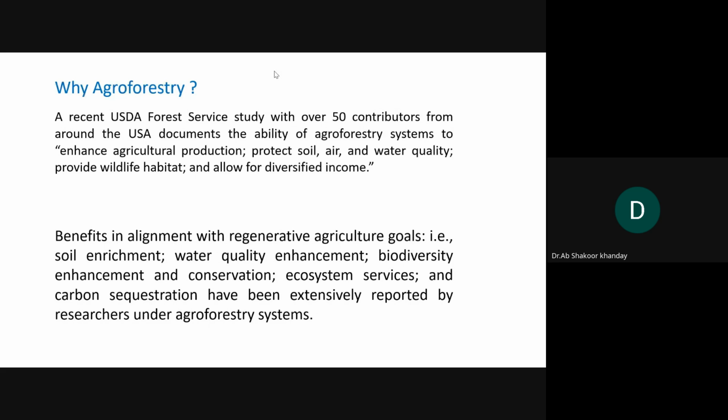So benefits in alignment with regenerative agriculture goals, that is soil enrichment, water quality enhancement, biodiversity enhancement and conservation, ecosystem services, and carbon sequestration, have been extensively reported by researchers under agroforestry systems. What is a regenerative system? A regenerative system is any system which makes our soil healthy and resilient, which improves soil quality, which enhances biodiversity, and which conserves and safeguards our ecosystem. And it has been reported that agroforestry does hold promise to safeguard all these benefits.